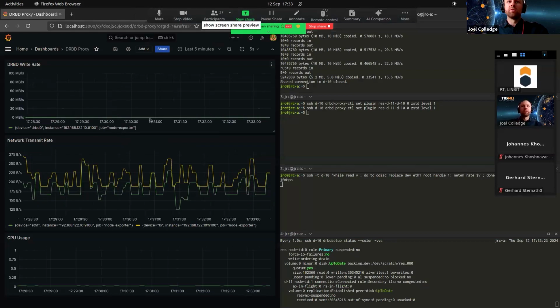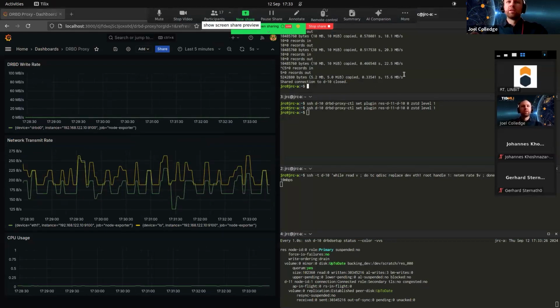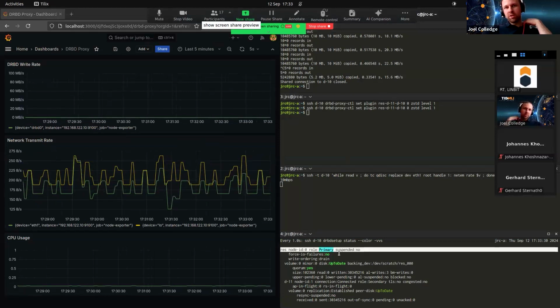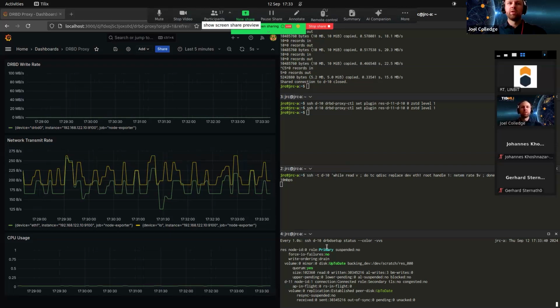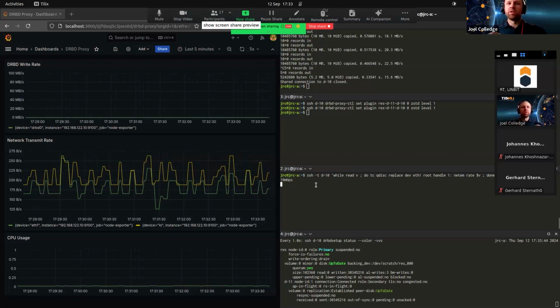So now I have a little demo. I hope it's all legible. What I've got here, if you see at the bottom, is the DRBD status. We've got a two-node setup. This is node 10 and that's node 11, the peer. We throttled the network to only allow 10 megabytes per second. And then we say, let's write some data.